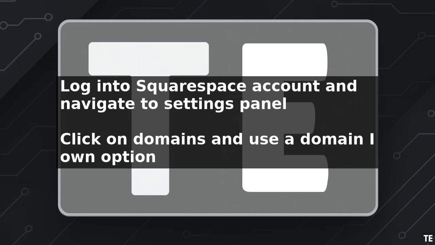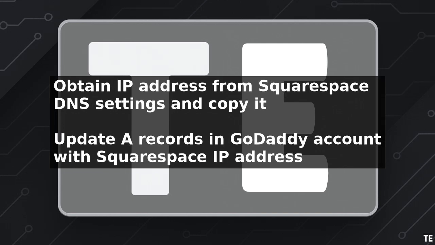To do this, you will need to obtain the IP address from Squarespace and update the DNS settings in your Godaddy account. To obtain the IP address, navigate to the DNS settings in Squarespace and click on DNS settings. Copy the IP address provided by Squarespace and log into your Godaddy account. Navigate to the DNS manager and update the A records with the IP address from Squarespace.